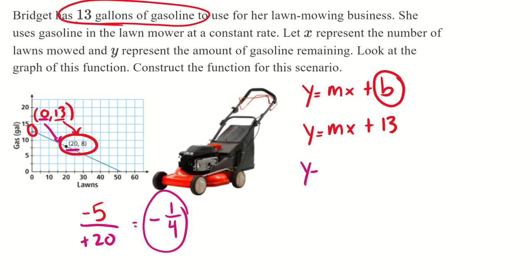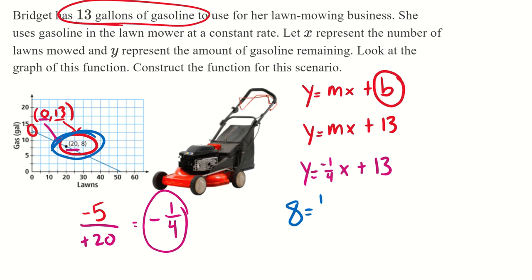So that's going to give us y equals negative 1 over 4x plus 13. And that's going to be our answer. That's going to tell us what we need in order to solve. And if we want to check this, we can use the point given to us at 20 and plug that into our equation.